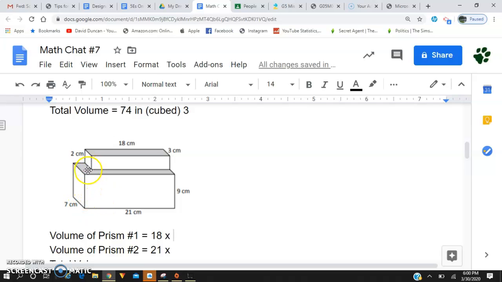The width of each prism. The width of my top prism is going to be from here to here. And I wish they would have given better directions. The width is here to here. They're telling me that's 3 centimeters from here to here. So I'm going to do 3. And the width of my bottom is going to be from here to here, and that's going to be 7.